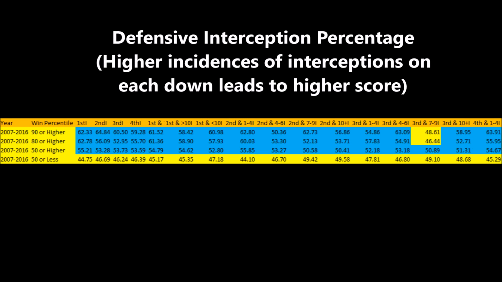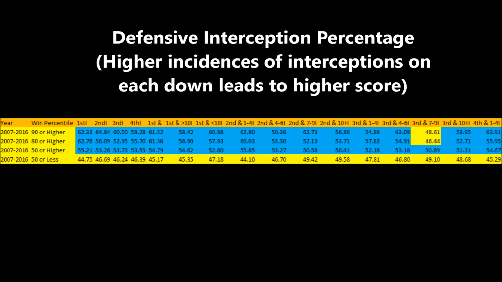And then you get to interceptions. So this is the instances of your ability to get interceptions in these sort of situations. And when it comes to the data, it correlates very well, in fact. So your ability to get interceptions in crucial situations is important. It does correlate.